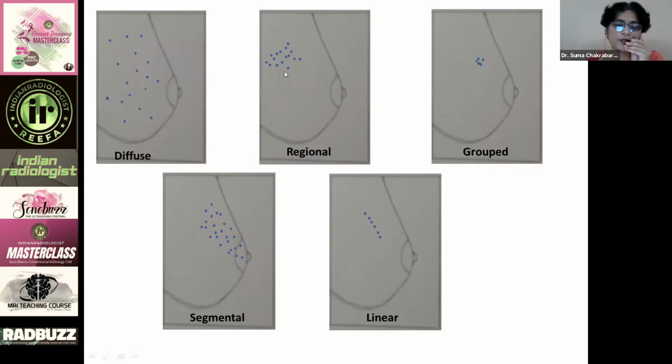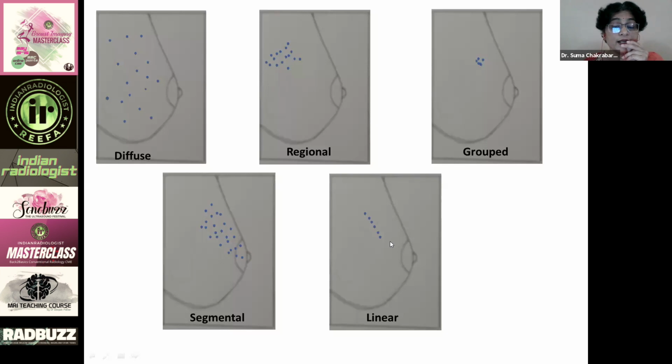Let me simplify it a bit. Segmental means the entire ductal system is involved. Regional, when you draw a line around it, it does not form a segment. When we say it's a segment, it's typically kind of a triangular area with the tip at the nipple. Okay, that's how the distribution of a segment is. Regional or segmental calcification can be the same size, but the difference is the distribution pattern here, which conforms to a segment and which does not conform to a segment in regional.